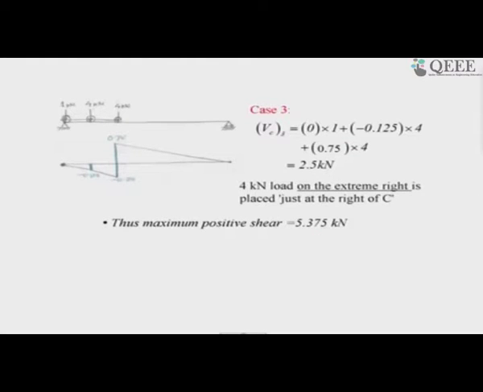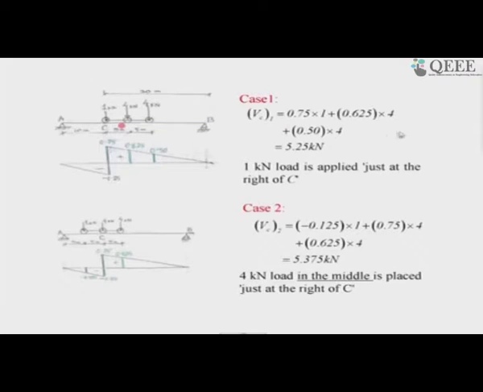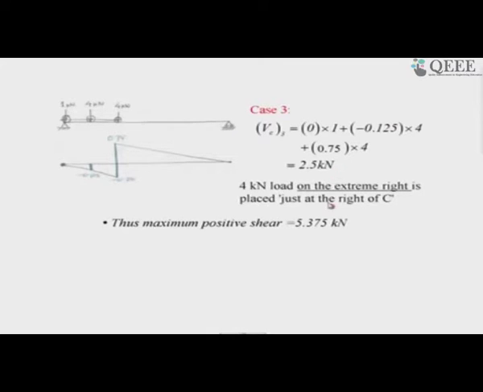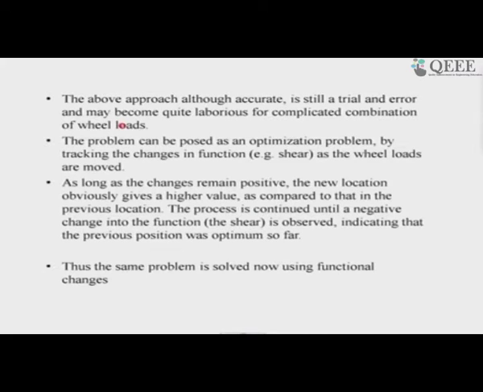So, now you can examine all the cases, case 1, case 2 and case 3. You have 5.25 positive shear, 5.375 kilonewton positive shear, and a much smaller positive shear, 2.5. So, please remember this is the shear force at C. We are talking about C. It is not the absolute maximum because we do not know what happens to the other sections. It is an arbitrarily chosen section 2.5 meters from the left, and the maximum positive shear is 5.375 kilonewton. So, this is the case.